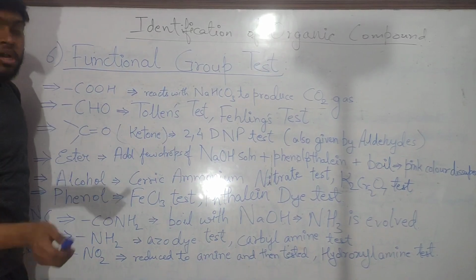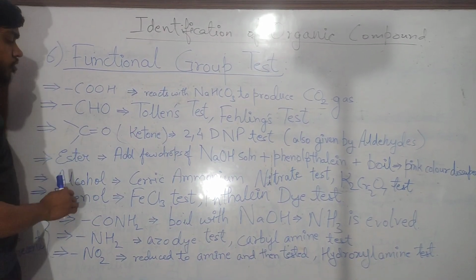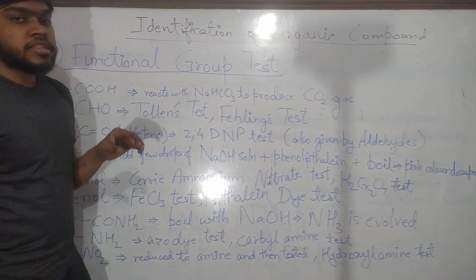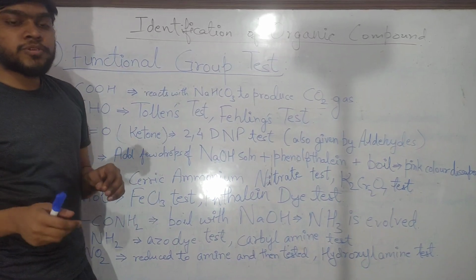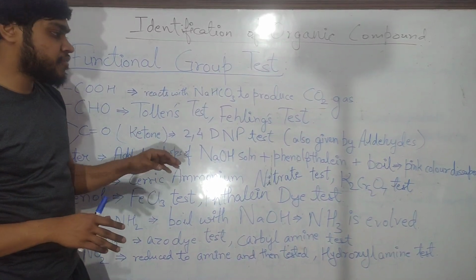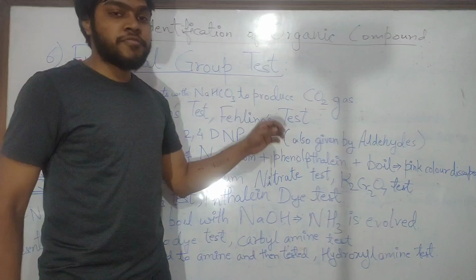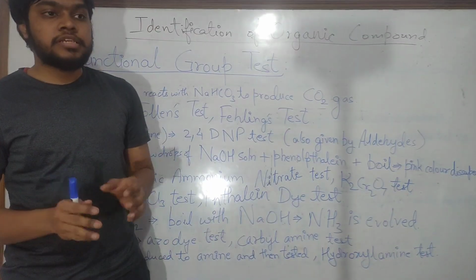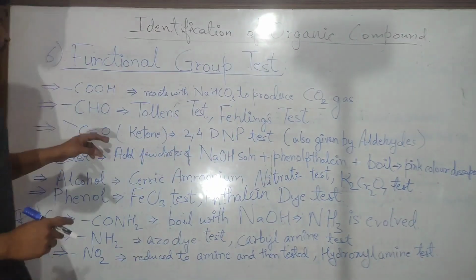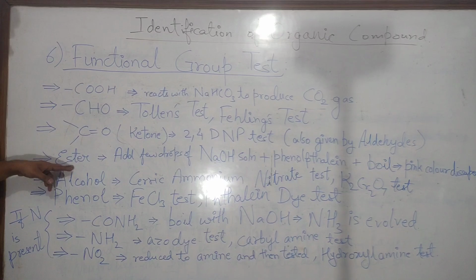Now we come to the ester group. To check for the ester group, we take the compound, add a few drops of sodium hydroxide solution and phenolphthalein into it, and then boil. If the pink color disappears on boiling, it infers that the ester group is present.